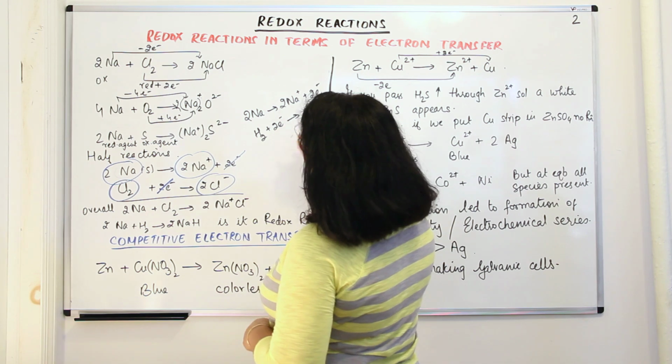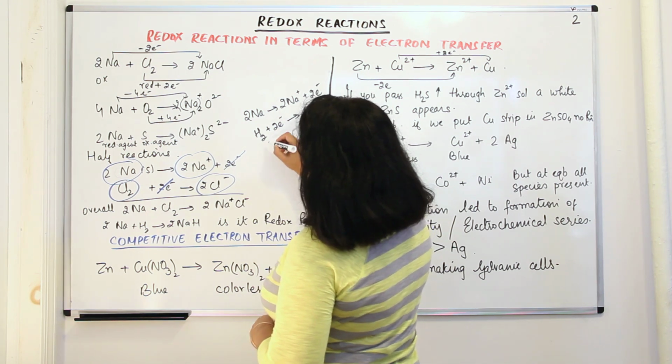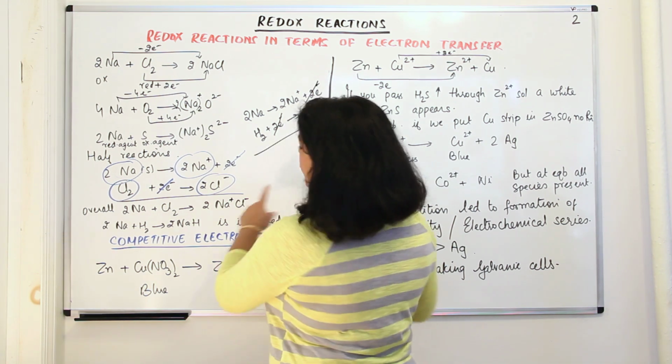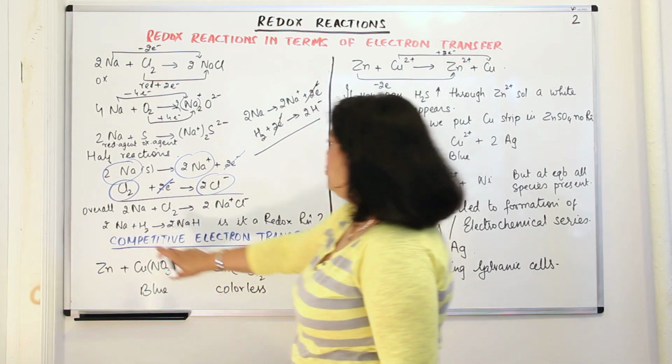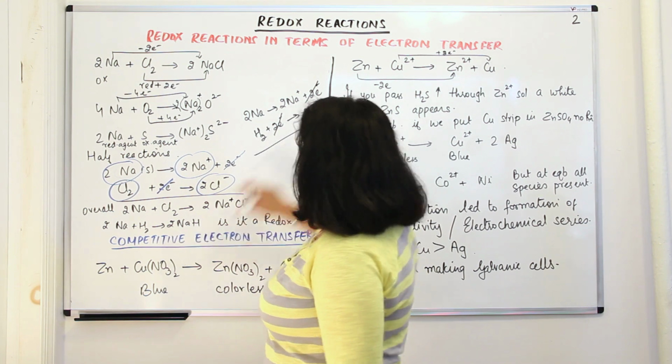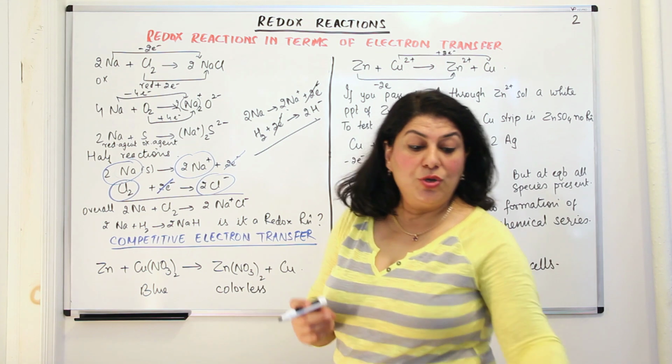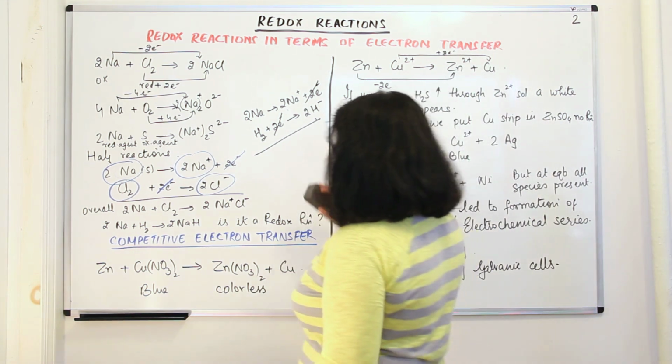And then the overall reaction, what will it be? The H2 and Na will remain, the 2 electrons will get cancelled, and the overall reaction would be this: 2Na plus H2 will give you 2NaH. So that is how you could write the overall reaction here.